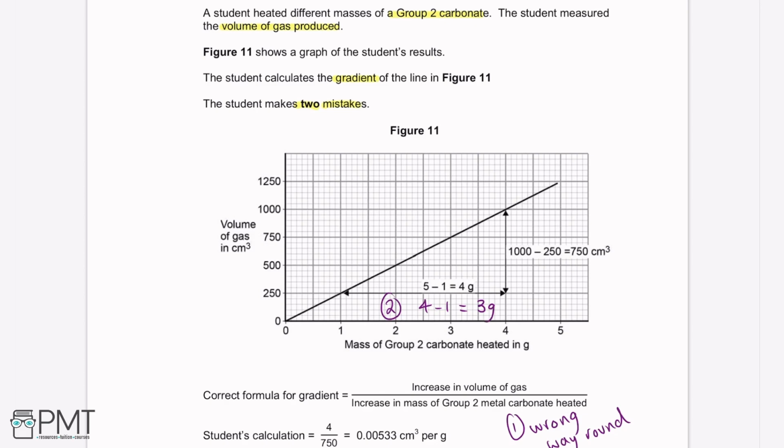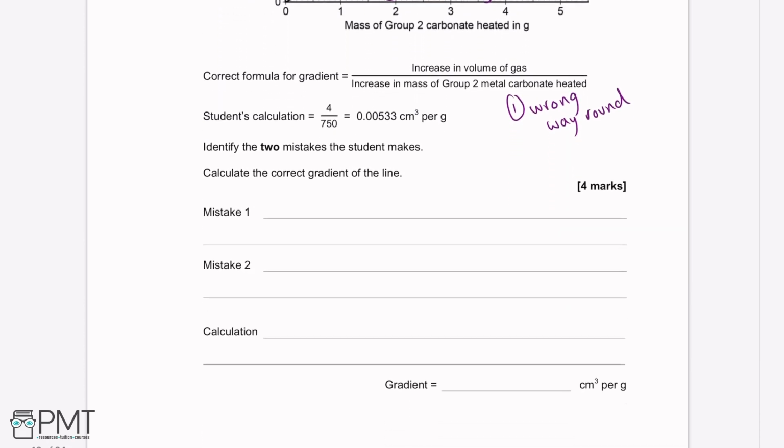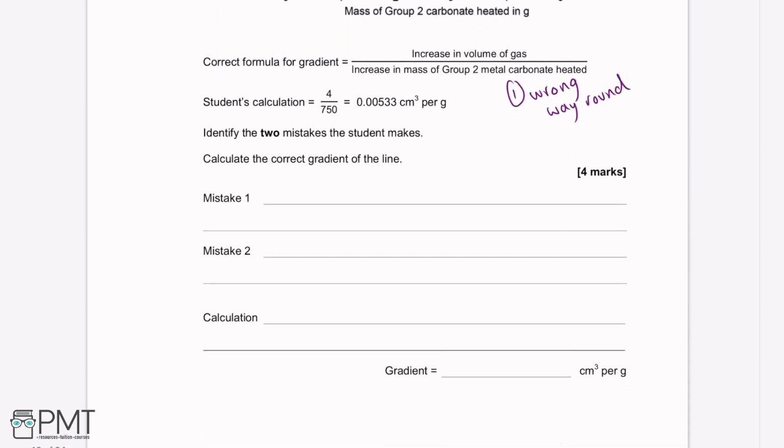Okay then, so we have identified the 2 mistakes, and then what we need to do is calculate the correct gradient. So let's write down the mistakes properly. So mistake 1, we could say something like the student has inserted the numbers incorrectly into the formula, which is what we were saying, that they are the wrong way round.